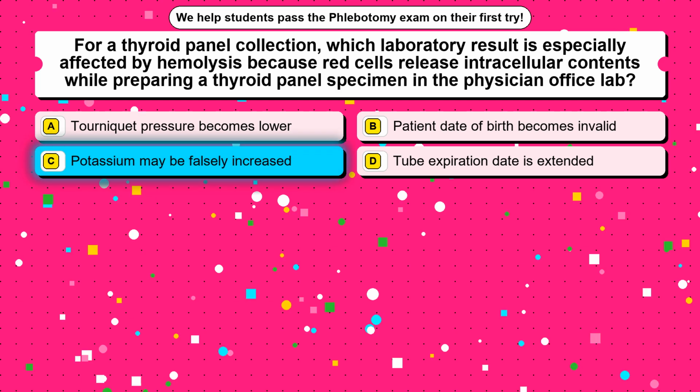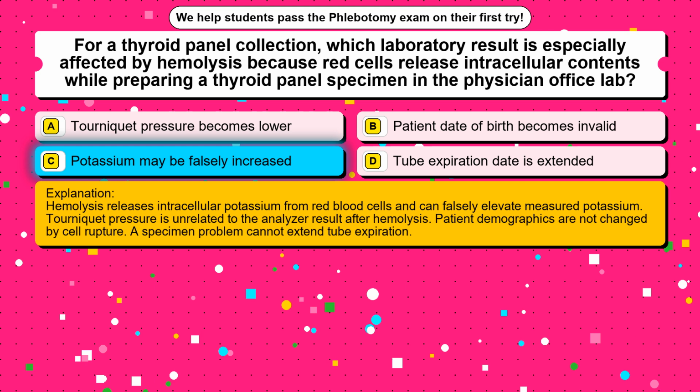The correct answer is option C. Potassium may be falsely increased. Hemolysis releases intracellular potassium from red blood cells and can falsely elevate measured potassium. Tourniquet pressure is unrelated to the analyzer result after hemolysis. Patient demographics are not changed by cell rupture. A specimen problem cannot extend tube expiration.